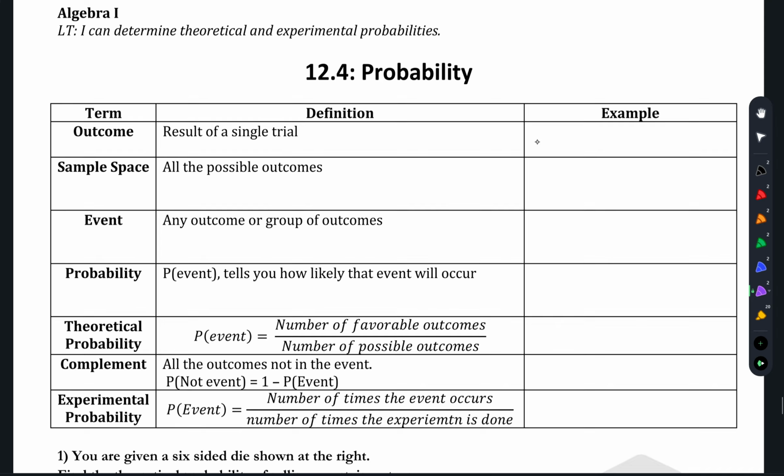So for example, if we flip a coin and we flip heads, that's the result of one coin flip. The sample space represents all the possible outcomes of a coin flip or some kind of event happening. For a coin flip specifically, the two potential outcomes in the sample space are heads or tails.